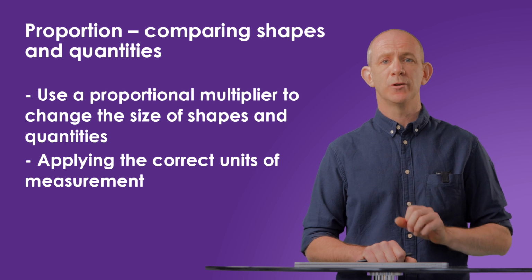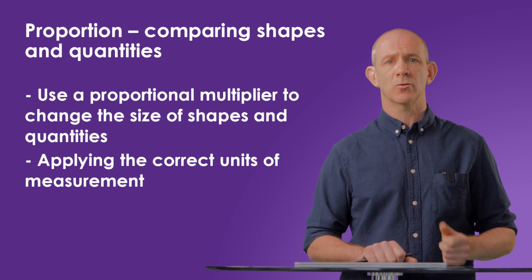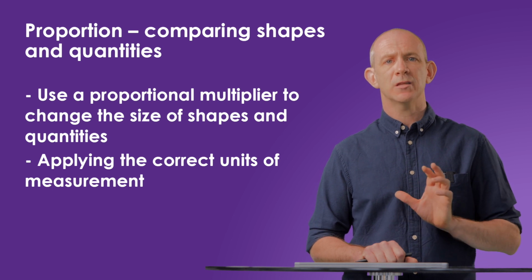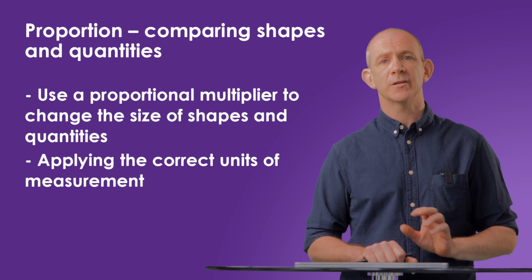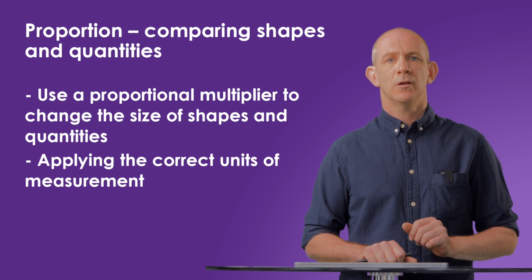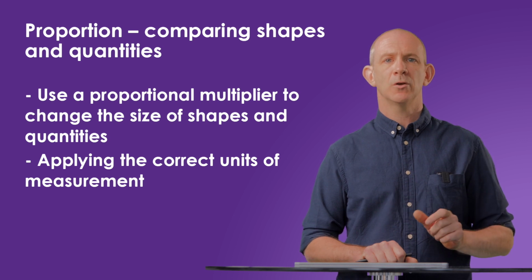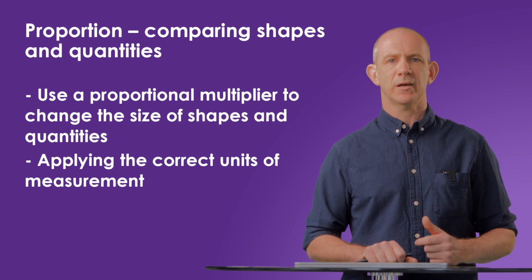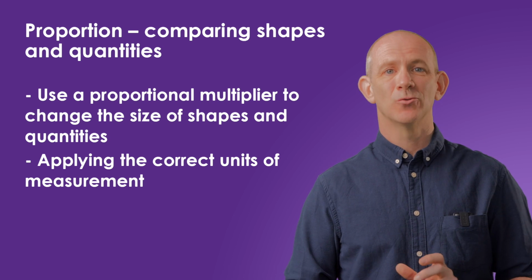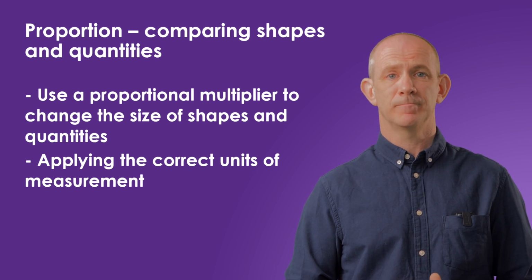In this video, we've looked at using a proportional multiplier to change the size of shapes and quantities. We've calculated the multiplier, or scale factor, by dividing the size we want by the size we know. With each increase in dimensions for the area or volume, we need to increase the power of the scale factor accordingly. As always, we made sure we're using the correct units of measurement with each question.